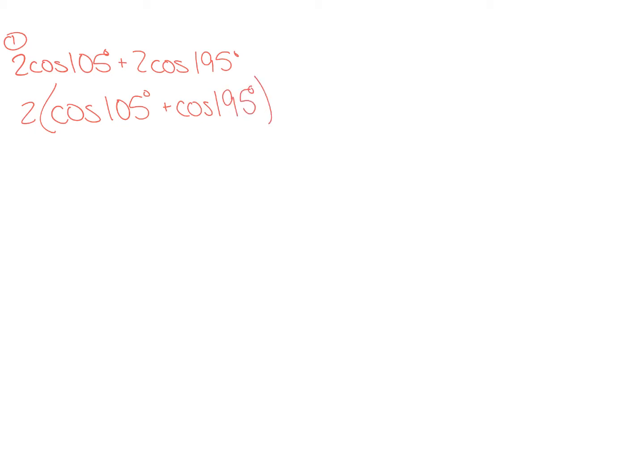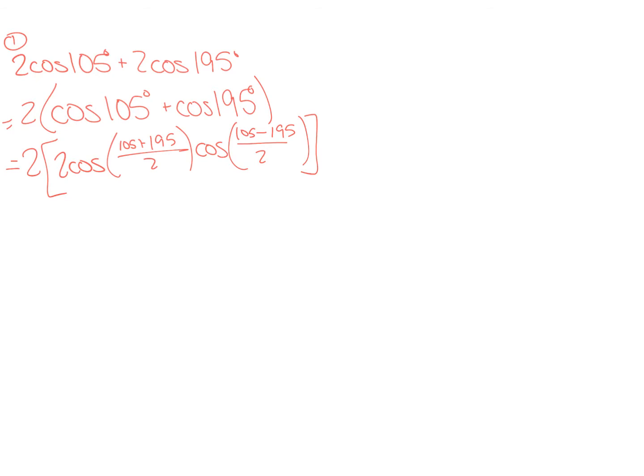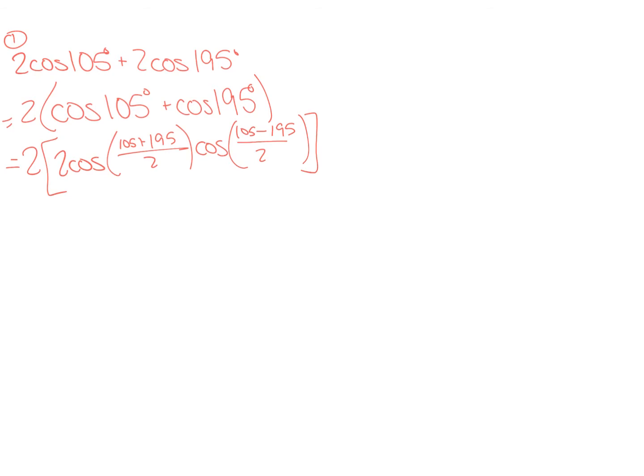Now, using the formula, because now it's in that format where we can use our formula from sum to product, we've got that 2 on the outside, and then we have a 2 cosine of (105 plus 195) over 2 times a cosine of (105 minus 195) over 2. And then we have the big bracket on the outside. So I need to put all these pieces together.